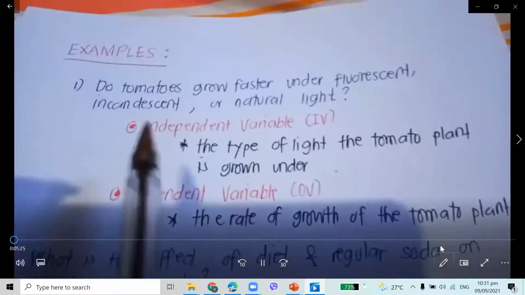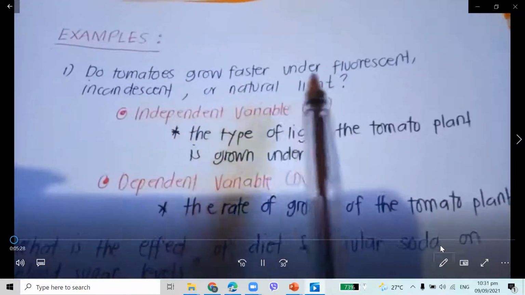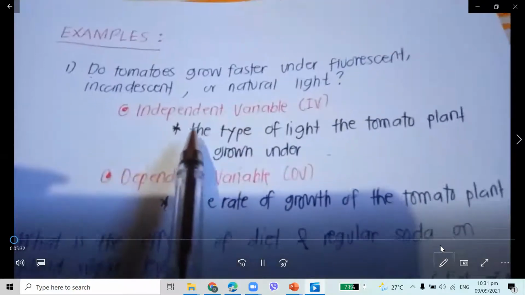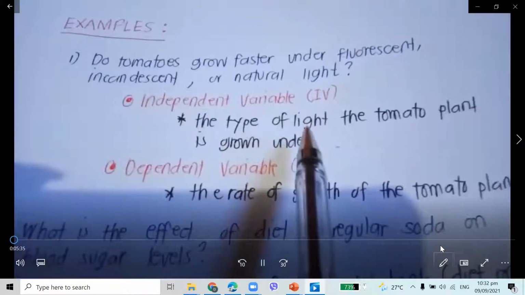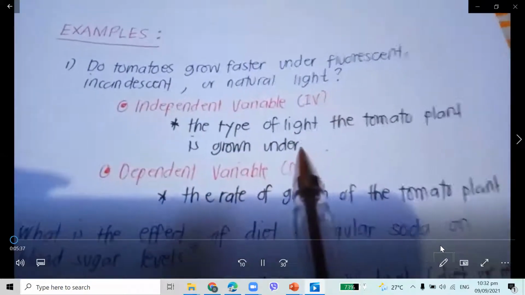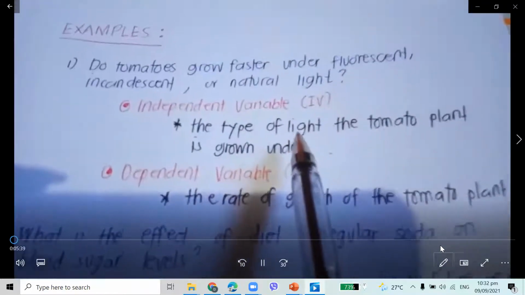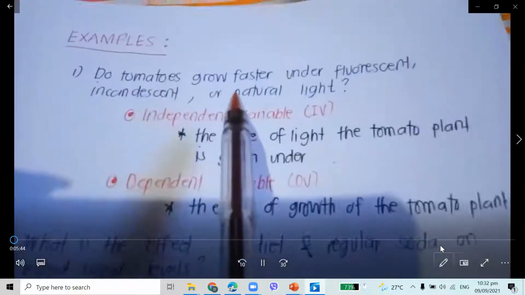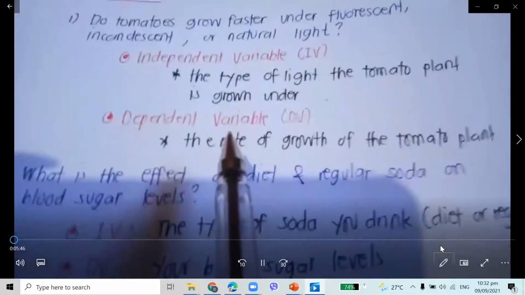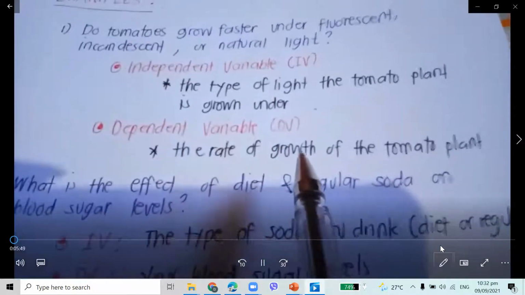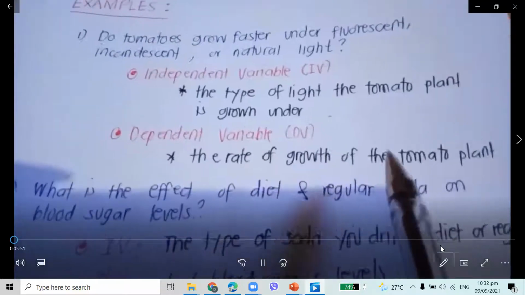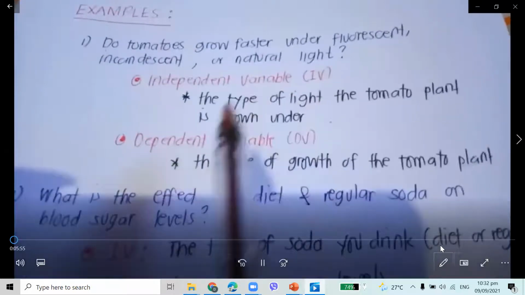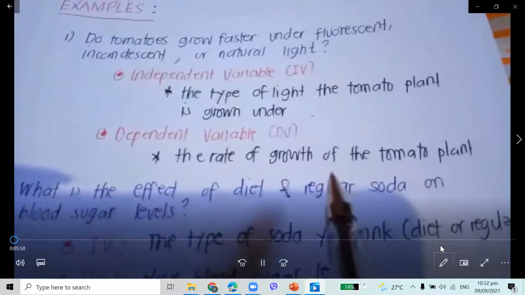For example, do tomatoes grow faster under fluorescent, incandescent, or natural light? So our independent variable is the type of light the tomato plant is grown under. Take note that our types of light here are fluorescent, incandescent, or natural light. On the other hand, our dependent variable is the rate of growth of the tomato plant. So which of these three types of lights would allow faster growth of tomato plants?